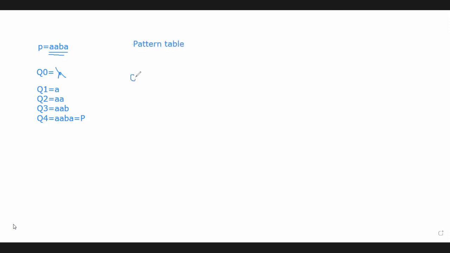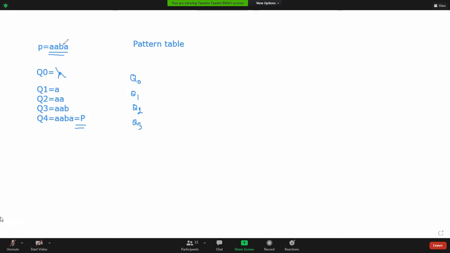So how many states do we have in total? 5 states: Q0, Q1, Q2, Q3, and the last one is Q4. Do we need to take Q4 here? We don't need to take Q4 because this is our destination. Now look at the pattern. In this pattern, we have two types of character, A and B.